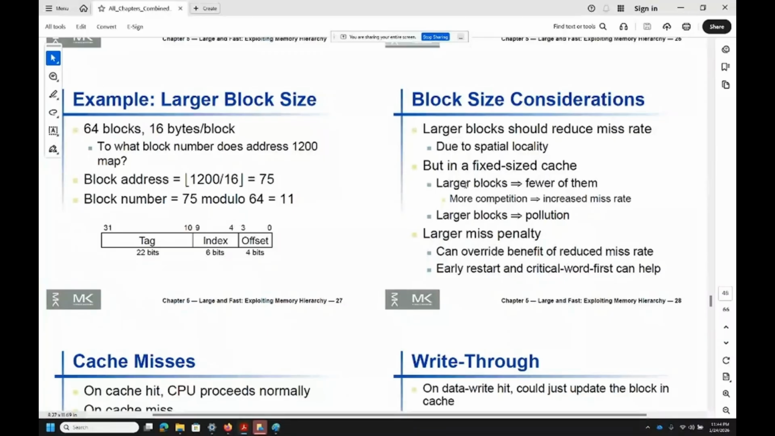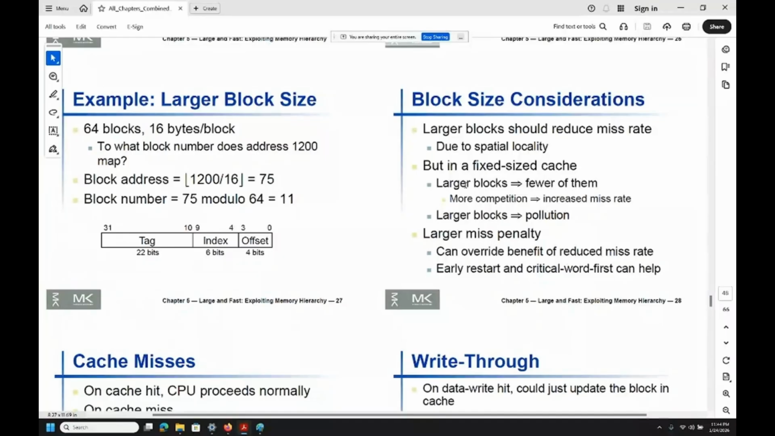But now you can fit only 64. Now if it was 32 bytes, then you could fit only 32 blocks. So the number of blocks is lesser. So this means that there's more competition. Like, the modular division's denominator will decrease.